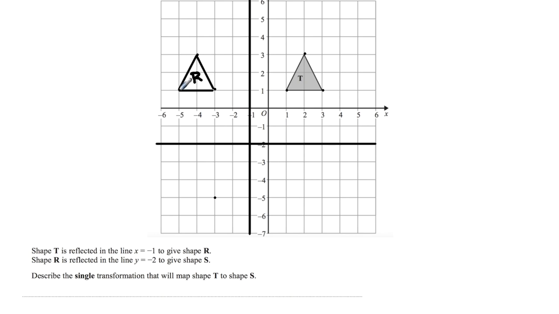How far away is this point? 1, 2, 3. How far away is this point? 1, 2, 3, 4, 5. I'm just going to join the points together. And that is shape S.